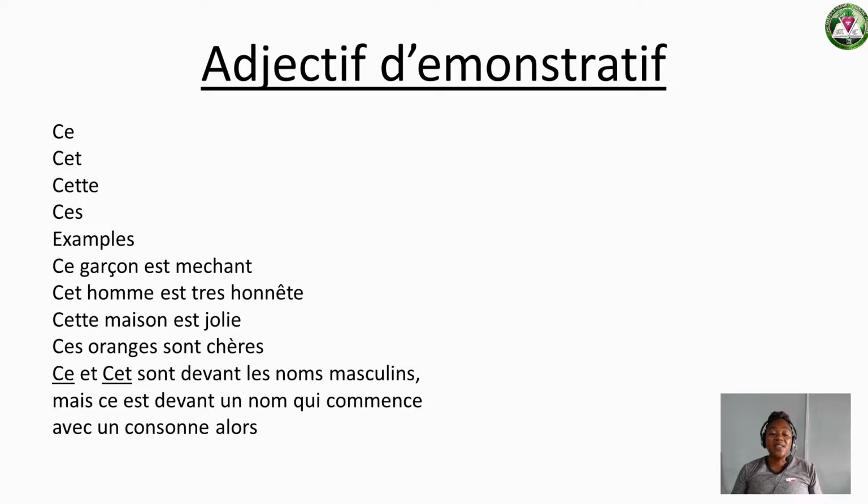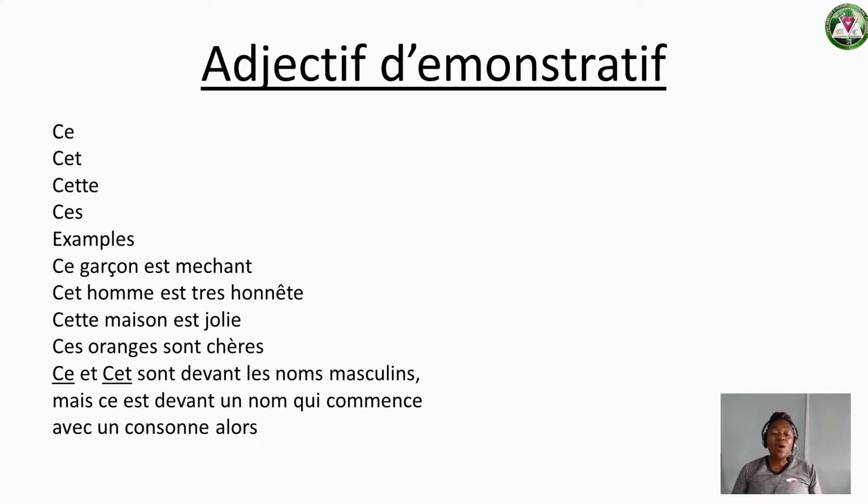This man is very honest. Now, if you listen to my pronunciation, you will see that H is silent. I didn't say "cet homme." That H is silent. Homme. You start from the last letter, which is O. H is silent. Cet homme est honnête. That is why we have C-E-T. You know that homme is a masculine noun. This man is very honest.